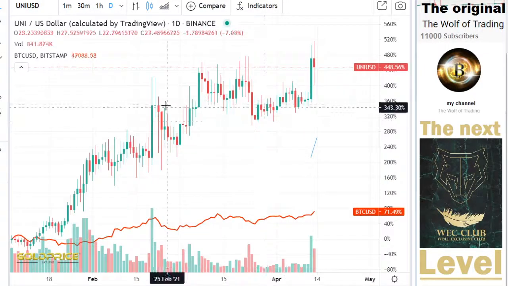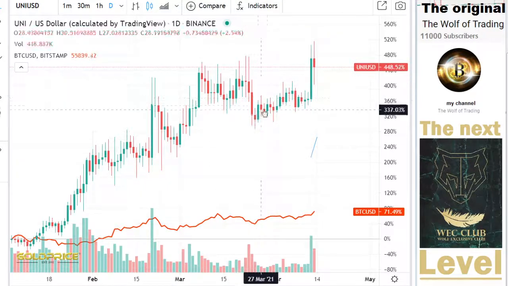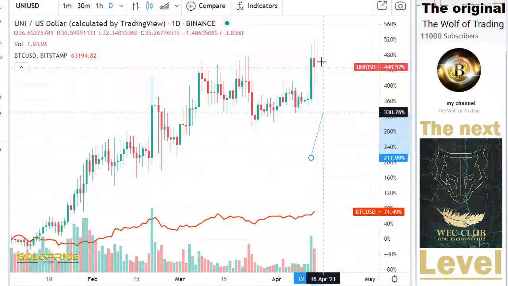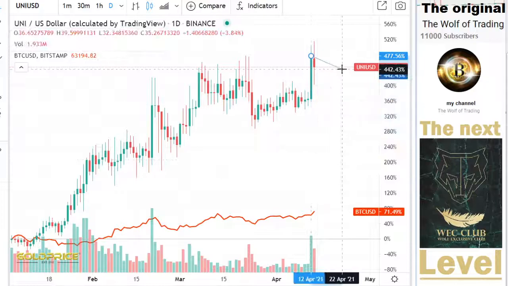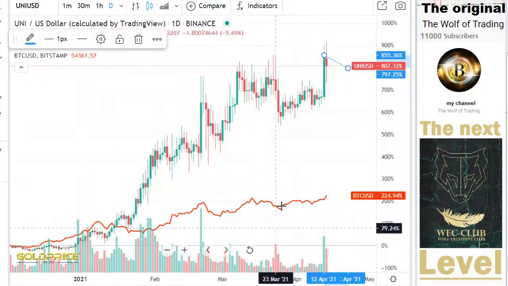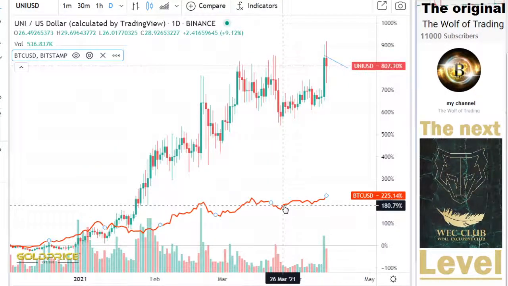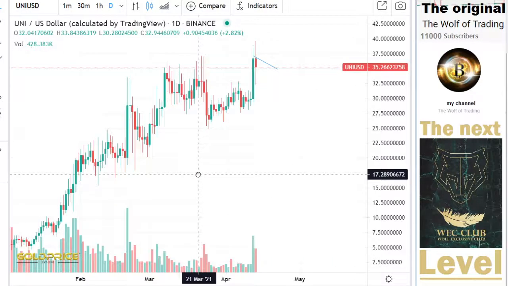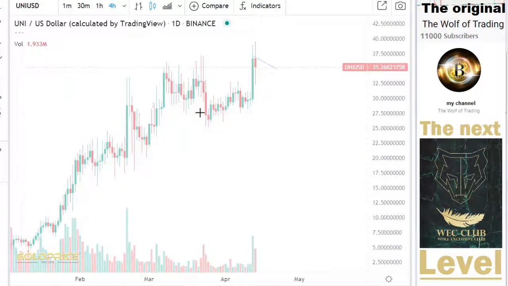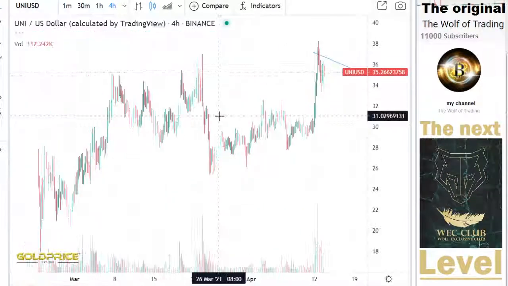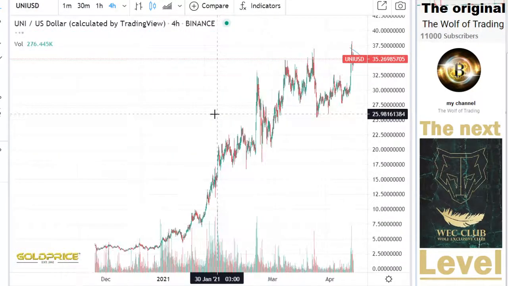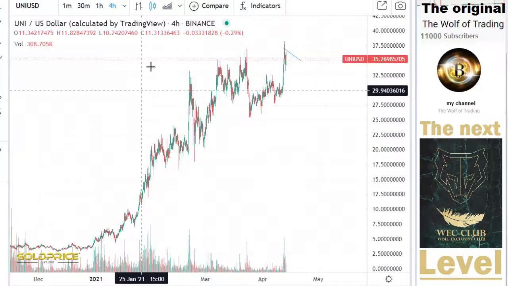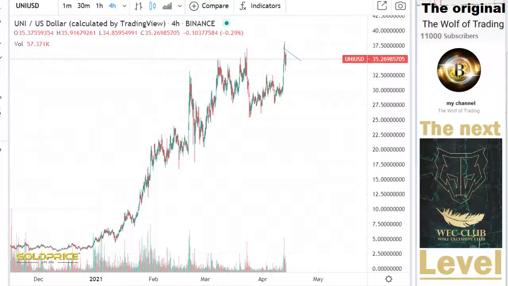Let's look more in detail. For us, what is important is this, and the rest is clear. I think we will go in this direction to the top side. Now we delete the Bitcoin price, but we look more at the Bitcoin price, and then we can say if Uniswap has potential or not.